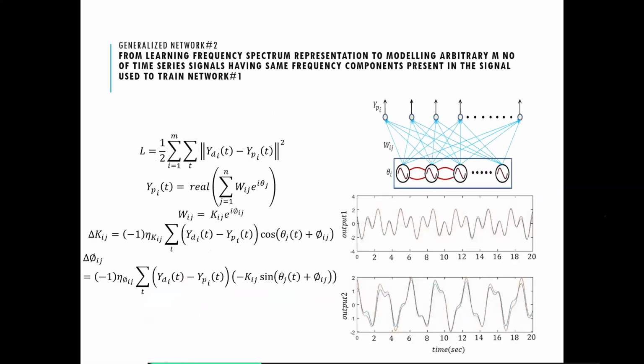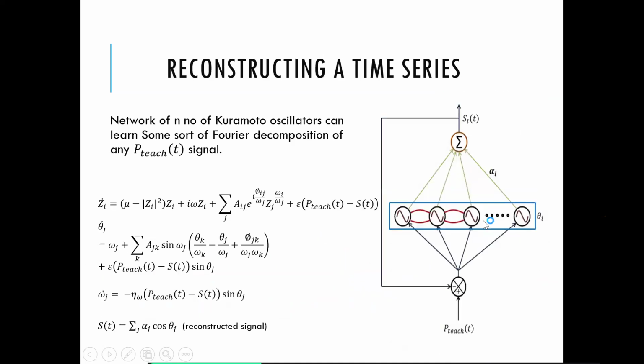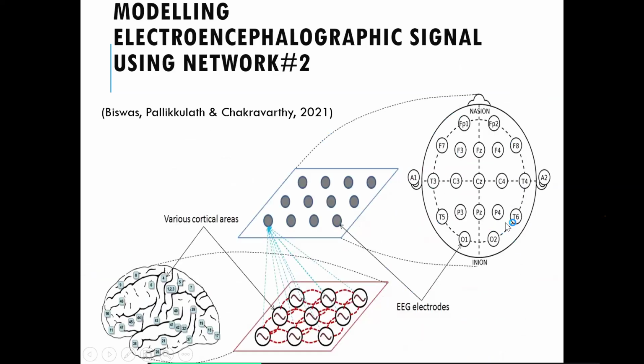So that's the frequency training, the first stage. After that, you train the forward weights and also the coupling coefficients. When you do that, you see that the network has learned. You take two signals here, and it has learned the signals very well. There's only a small deviation in the second signal, but the first output is very accurate.